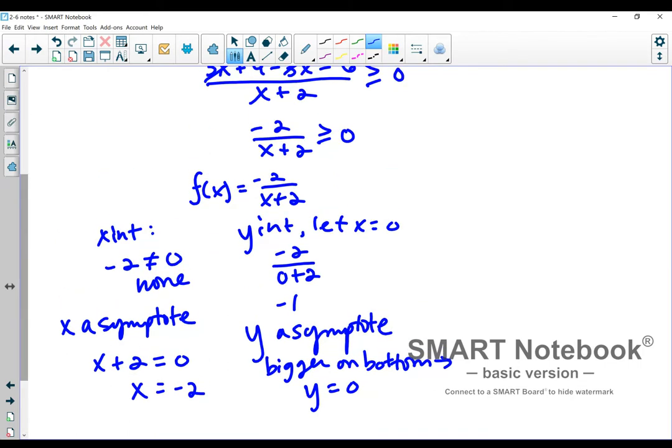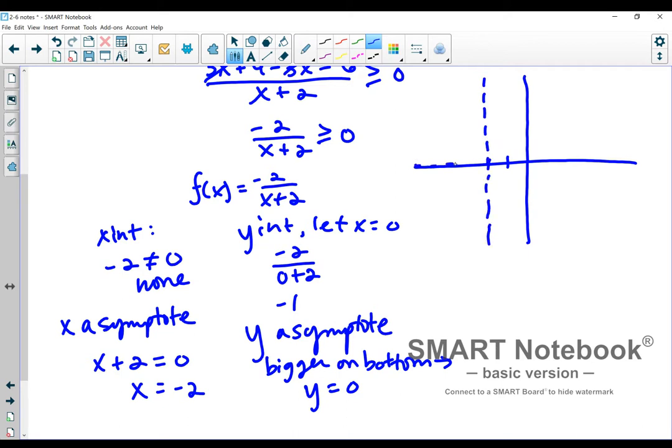So now I want to go ahead and put all of this together. Here are my axes. Asymptote at -2. Asymptote at y equals 0. And then for my graph, I actually have no x-intercept, but I have a y-intercept at -1. So that's going to tell me how my graph goes, right? The graph's going to be like this and like this. So now I'm going to translate this to a number line.